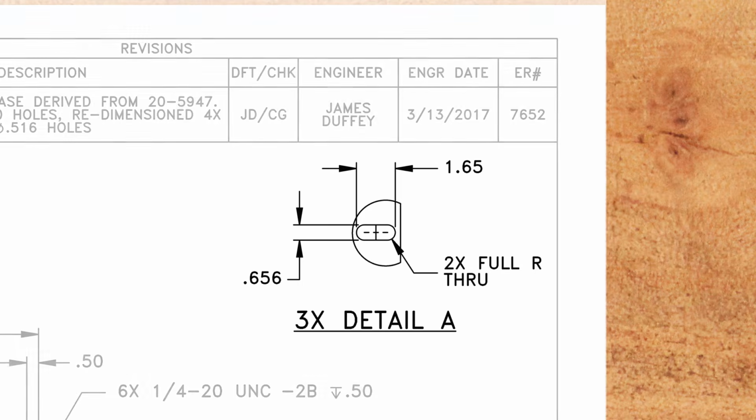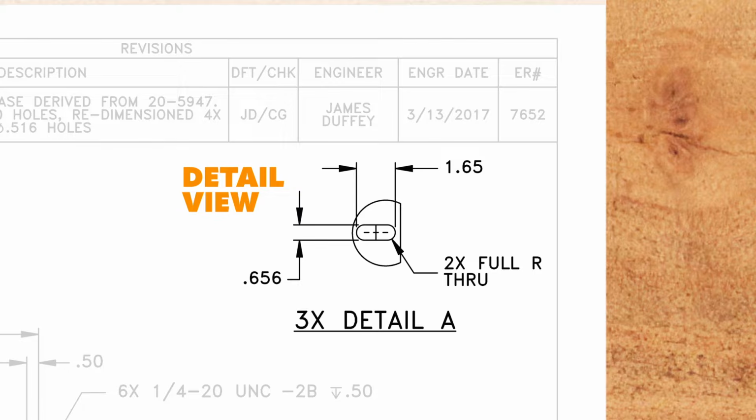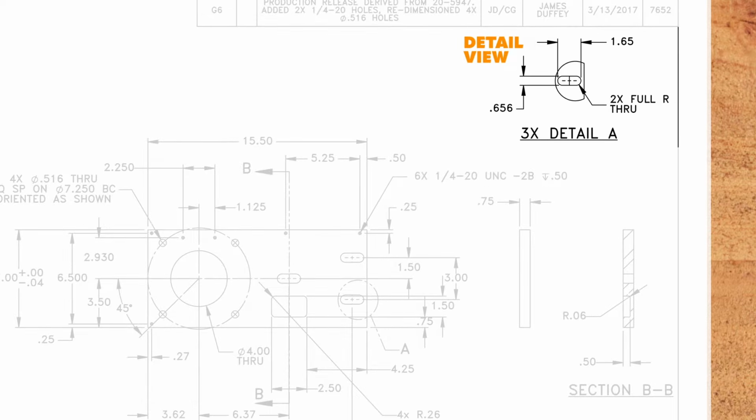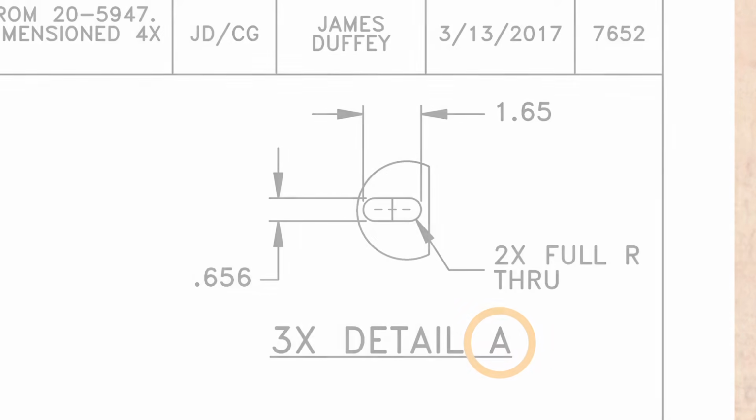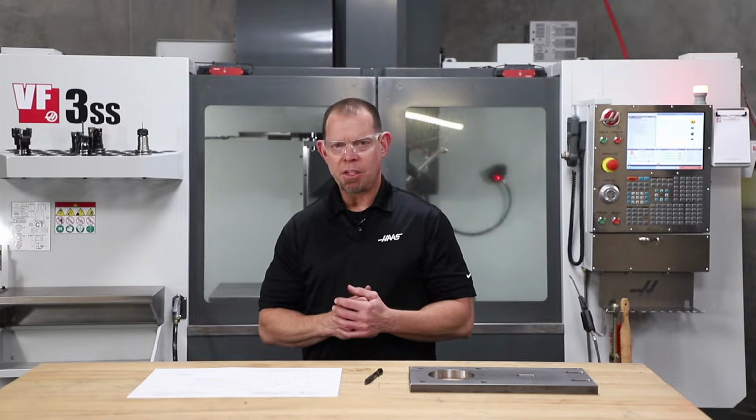This is what we call a detail view. This is commonly used to show a feature that is too small, or maybe there are too many dimensions to be seen well in a regular drawing view. For the detail of this slot, for example, we use detail A, and this view gives all the dimensions that are required. Okay, now let's get into dimensions.